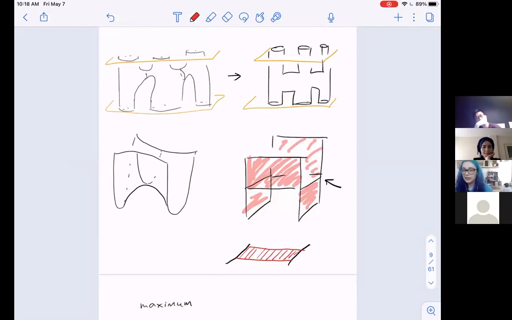And we call this a band. A band just means a rectangle where two of its opposite sides have boundary on a link.